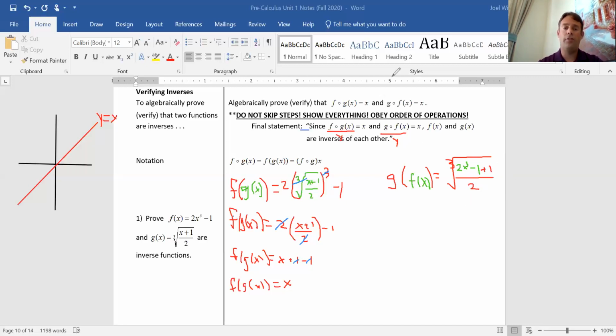And we're going to cross off one thing at a time. So the first thing I'd look at here this time is the 1s. They're going to cancel each other out.